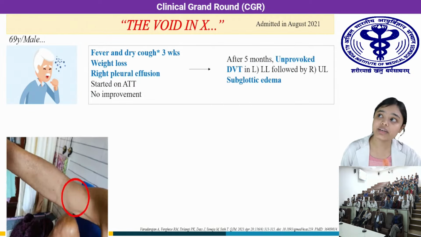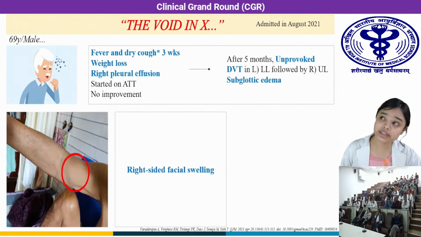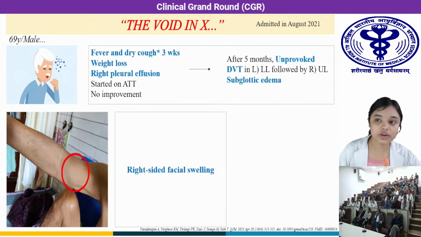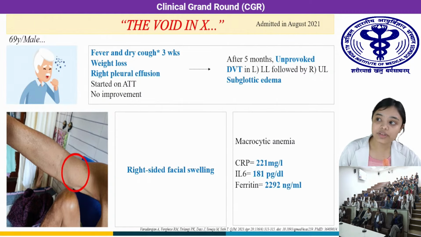After 5 months, he developed an episode of unprovoked DVT in his left lower limb, followed by DVT in his right upper limb, and an episode of subglottic edema, for which he required ICU care. When he presented to us, we found multiple skin nodules on his body. He had right-sided facial swelling, and lab investigations showed macrocytic anemia and raised inflammatory markers.